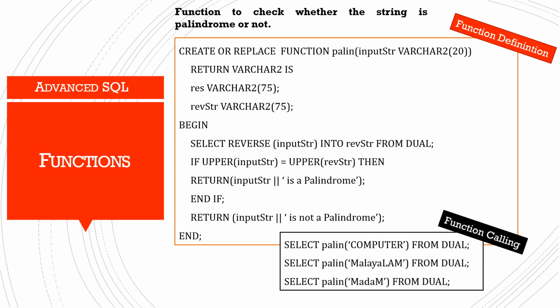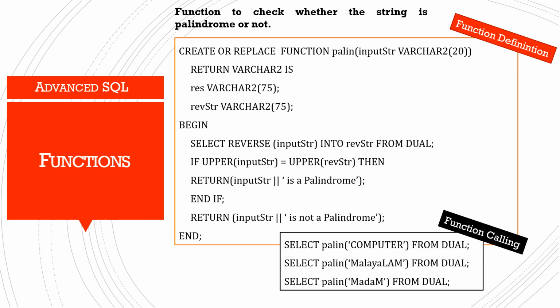So the reverse, it's a built-in function. With the help of that function, we are reversing the inputted string, and that one is stored in the variable revstr. Then we are converting both the strings, the inputted string as well as the reverse string, into uppercase to avoid case clashes. So if upper of input string equals upper of reverse string, then we can say that the inputted string is a palindrome.